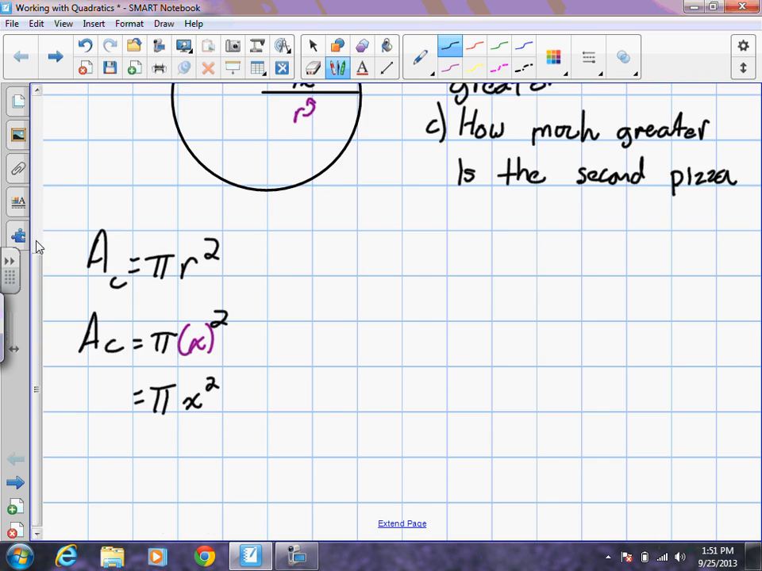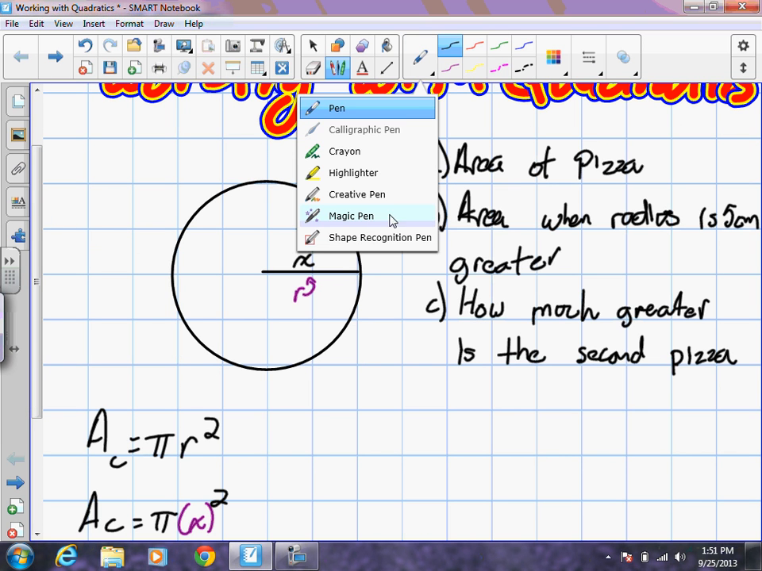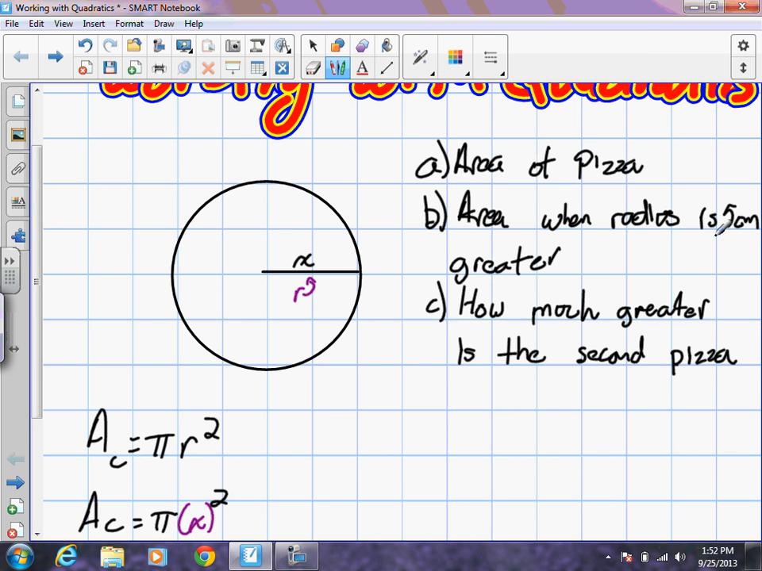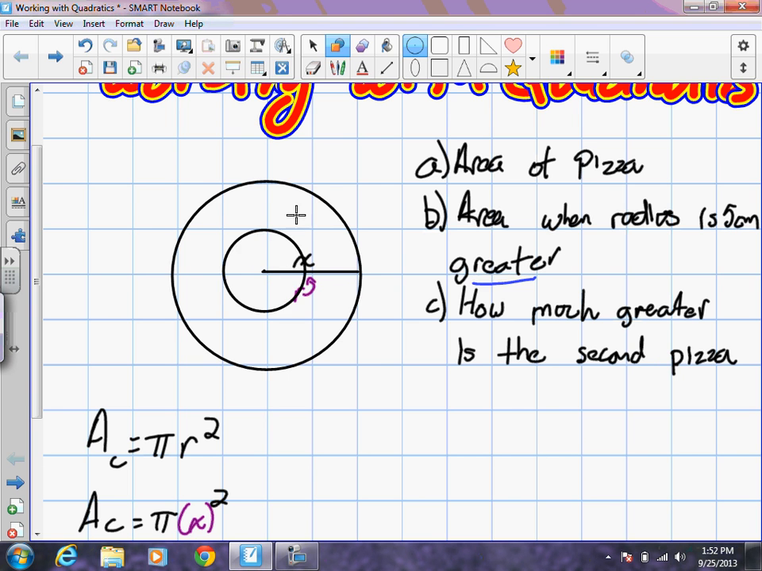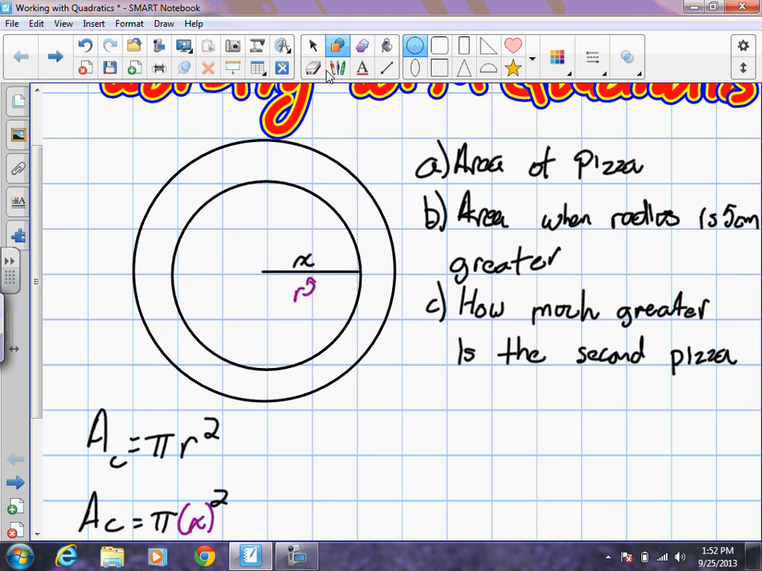Part B says the area when the radius is 5 centimeters greater. Okay, so let's create that circle. Let's go out on a limb and say that this is approximately 5 centimeters bigger, the radius of this circle. Okay, so when we go to do that, the radius of the other circle is, how would we write that as an expression?